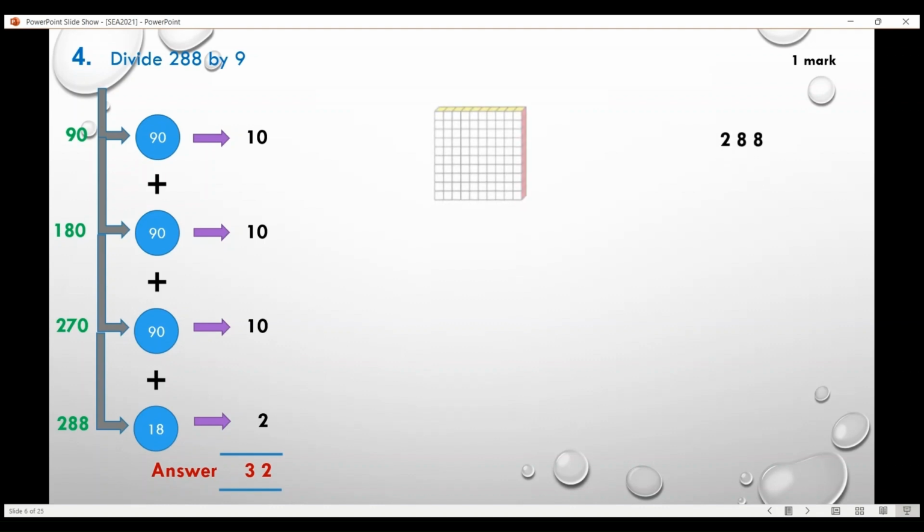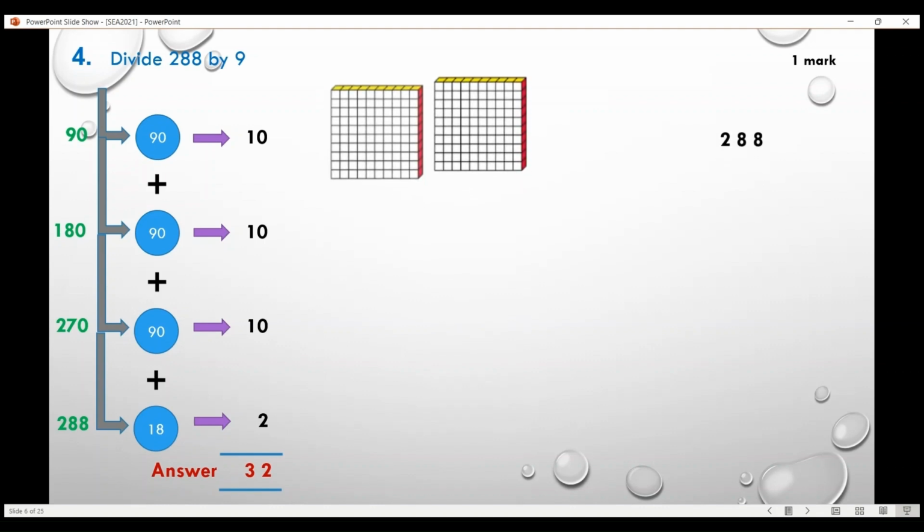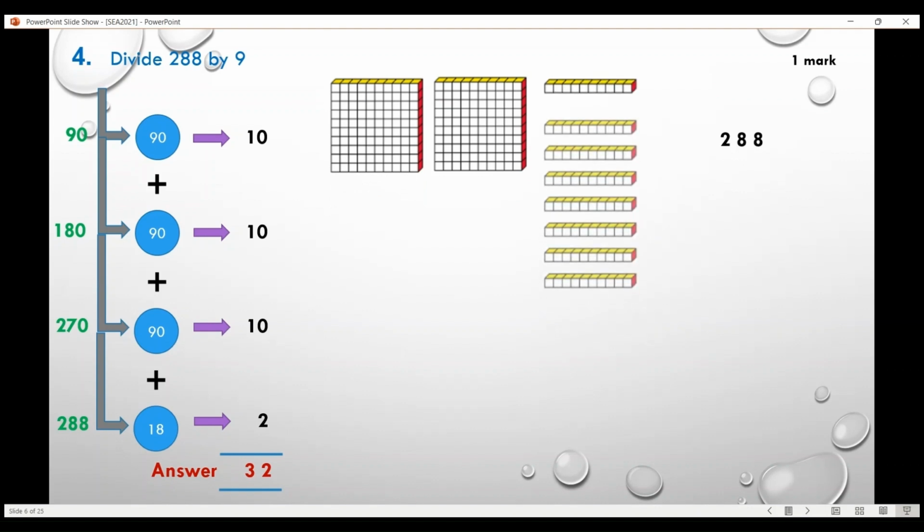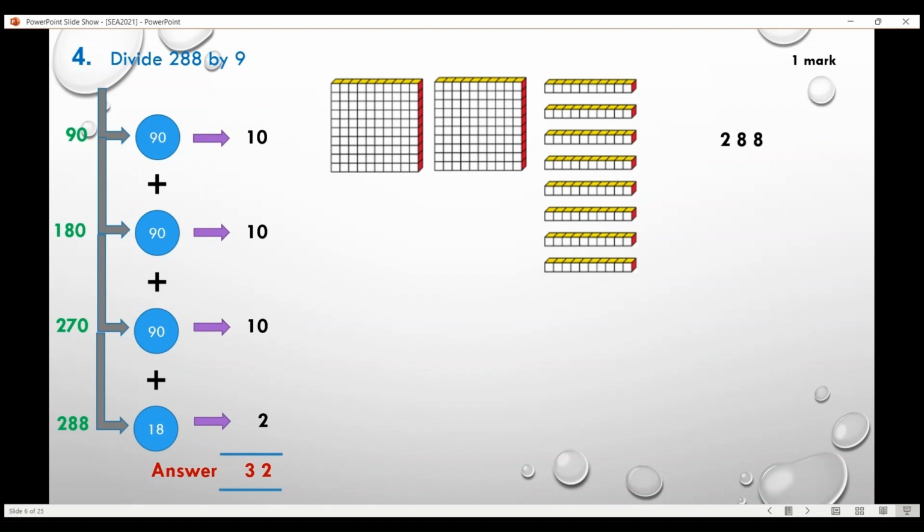Or we can do it this way, where we have 2 hundreds, 1, 2, 8 tens. So we have 1, 2, 3, 4, 5, 6, 7, 8 tens or 8 rods and 8 units. And this represents 288. And what do we want to do? We want to say 288 divided by 9. So if we look at the 200s, can I form groups of 9 from 2? I won't be able to do that.